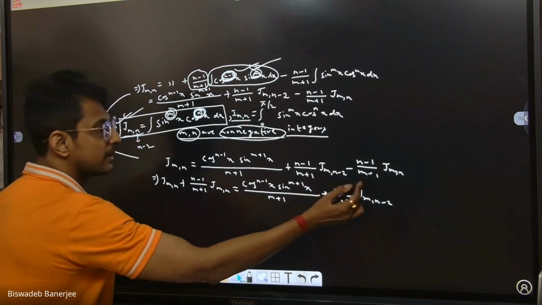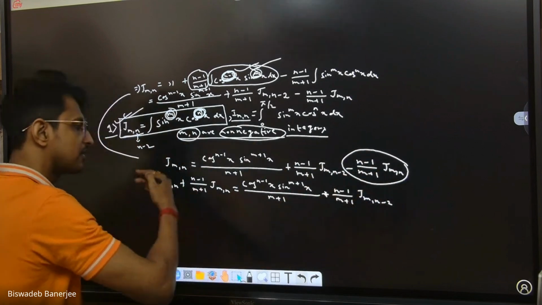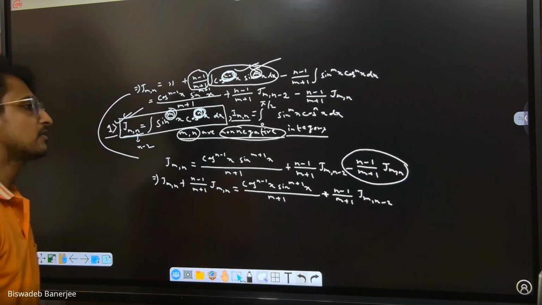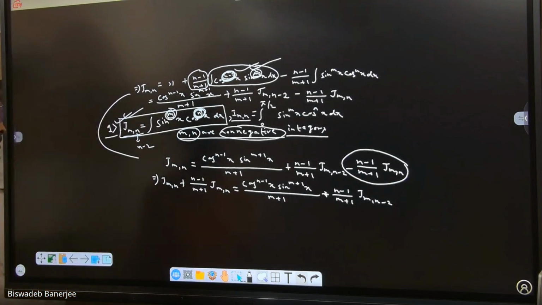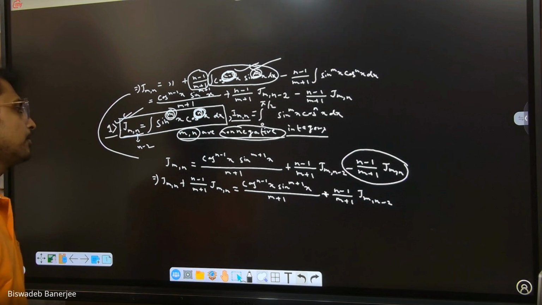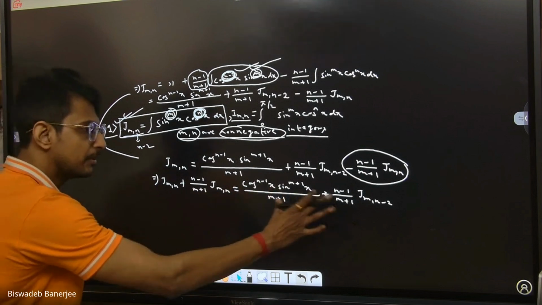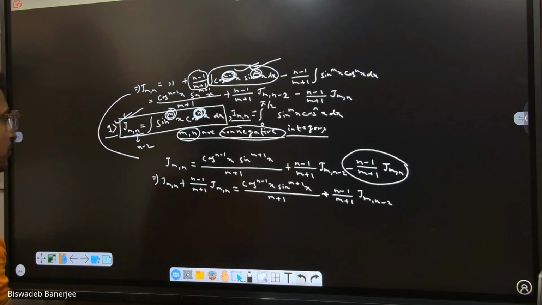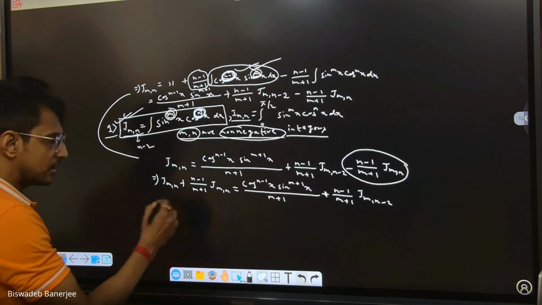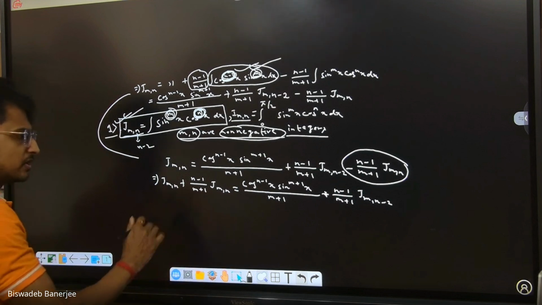We are just taking this minus sign to the left hand side. So if we take the minus sign to the left hand side, it becomes plus. So this becomes Jmn plus (n minus 1) by (n plus 1) Jmn. And my right hand side remains as it is. Now calculate this left hand side in rough.